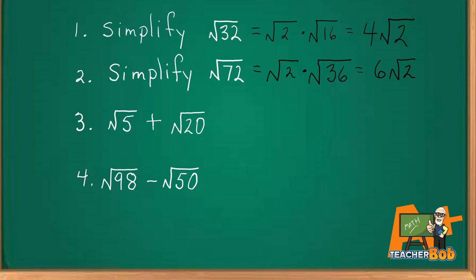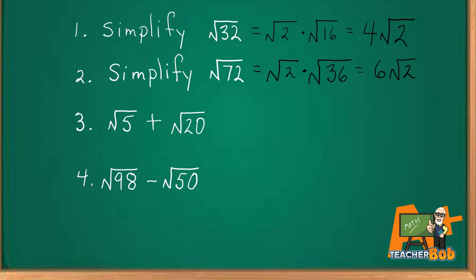We're asked to combine or add the square root of 5 plus the square root of 20. We need both of these to have the same radicand and the same index. Well, they have the same index. They're both square roots, so that part's okay. We can't do anything with the 5. We can't break that down. What can we do with the 20?